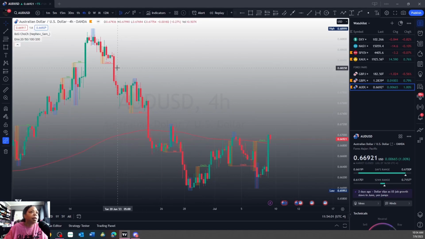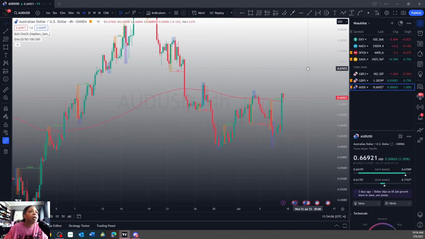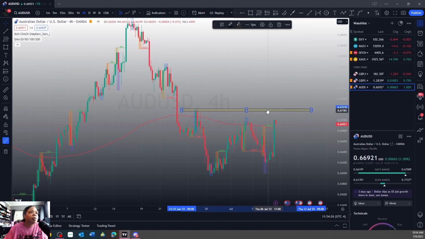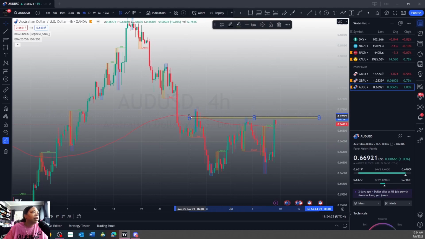AU, I thought I had drawn up AU. So AU, we were in a downtrend, and then we came back up, retraced a little, and we're kind of consolidating right now. So let's draw this zone in, just so we know where the zone is. Let's go here, and then I'll draw it.